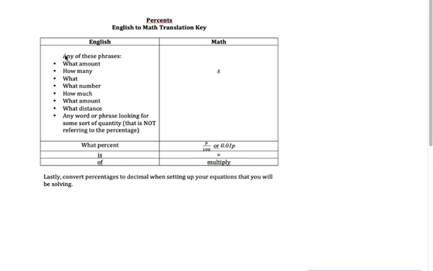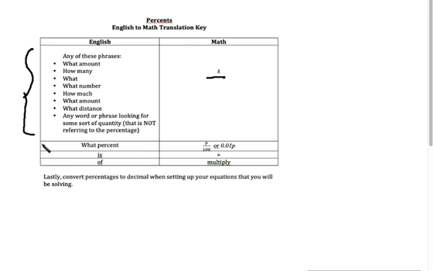Now, if you hear any of these phrases along these lines of what amount, how many, what number, how much, what distance, any word that's looking for some sort of quantity that's specifically not asking about the percentage, it's just asking about a quantity, I want you to translate that as x. I can't cover all of them here, but if something is asking for a quantity of some kind, use the variable x.